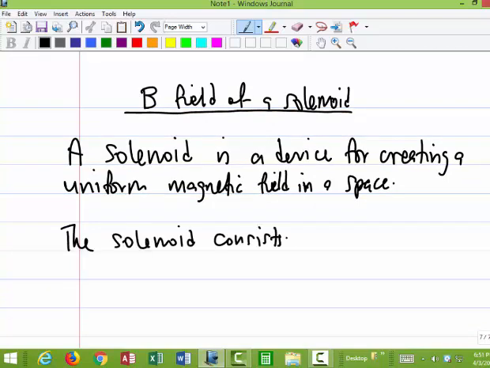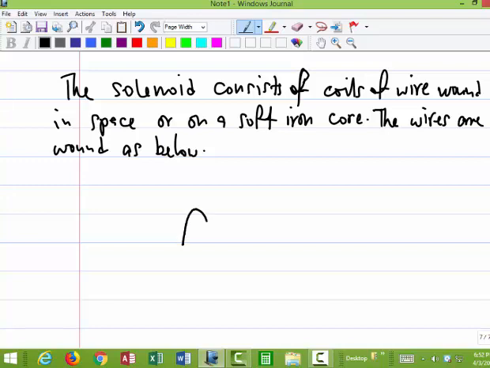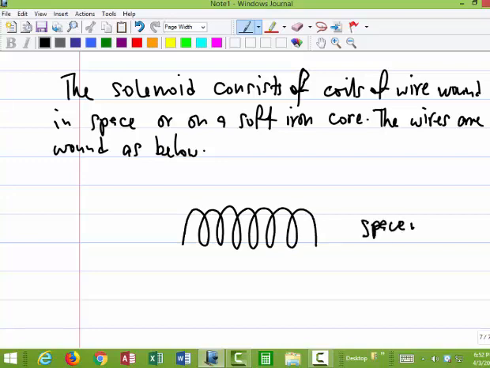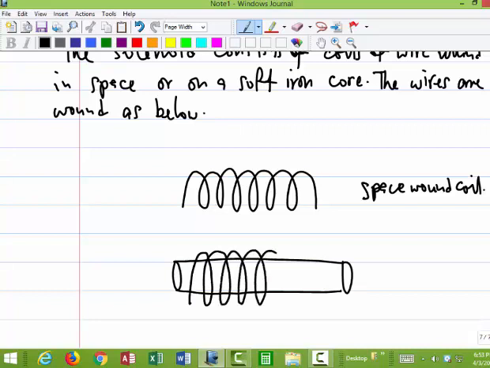The solenoid consists of coils of wire wound in space or on a soft iron core. You can certainly wind the wires in space or on a soft iron core. So we can do it as below. Let's say we take a coil of wire and just wind it around in space. So this is a space wound coil. Or we can take a piece of soft iron like that. It's supposed to be uniform, so just ignore it. We can wind the wires around it like that. So this is wound around a soft iron core.